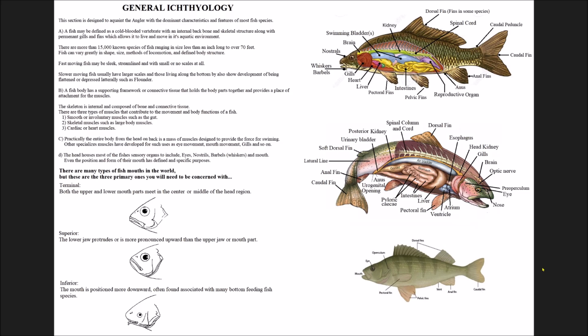Terminal. Both the upper and lower mouth parts meet in the center or middle of the head region. Superior. The lower jaw protrudes or is more pronounced upward than the upper jaw or mouth part. Inferior. The mouth is positioned more downward, often found associated with many bottom-feeding fish species.